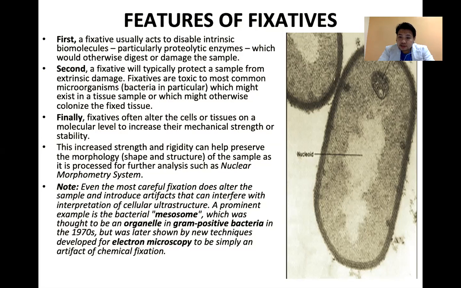Okay. So look at this picture, class. This is a picture of a bacteria. Even the most careful fixation does alter the sample and introduce artifacts that can interfere with the interpretation of cellular ultrastructures. This area here, class, was categorized before as part of the organelles of a cell, specifically a bacterial cell. So it was termed mesosomes. Mesosomes were thought to be an organelle in gram-positive bacteria in the 1970s.